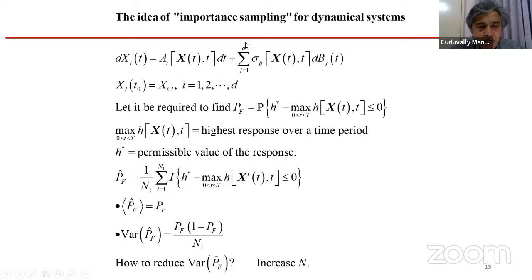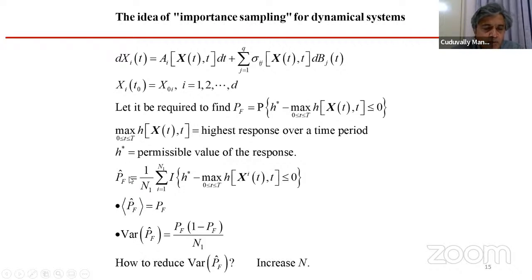Now, this idea of importance sampling can be extended to a dynamical system. You can consider a state space model expressed in terms of a stochastic differential equation. This can be of any size now. Suppose we are interested in finding the probability, call it a probability of failure, that some function of the response vector exceeds h star over a time duration 0 to capital T. I mean, this limit state is violated. This is the highest response over this duration, and h star is a permissible value.